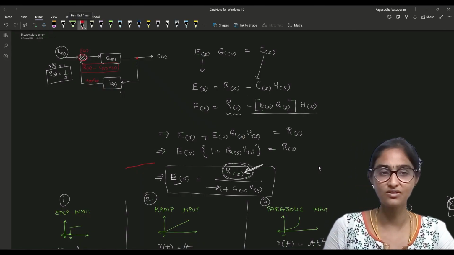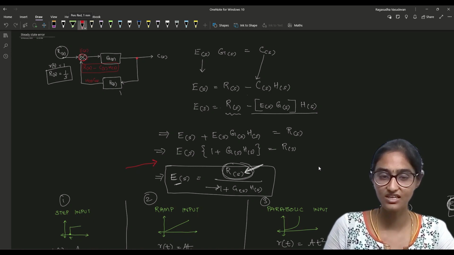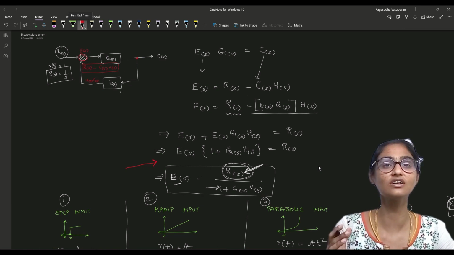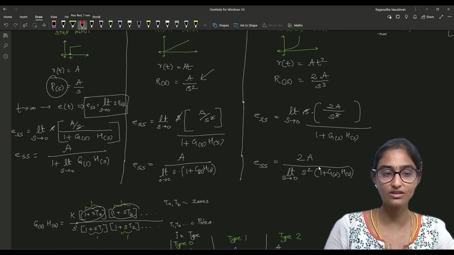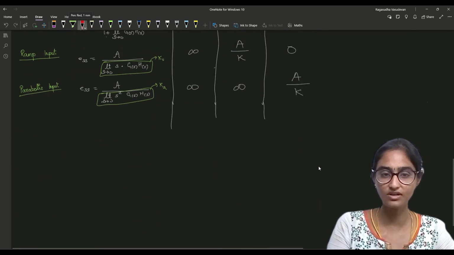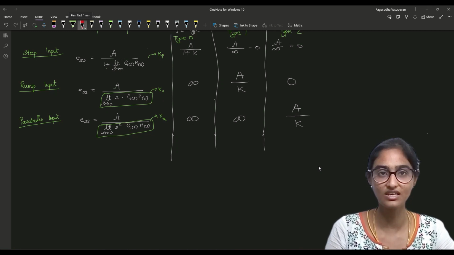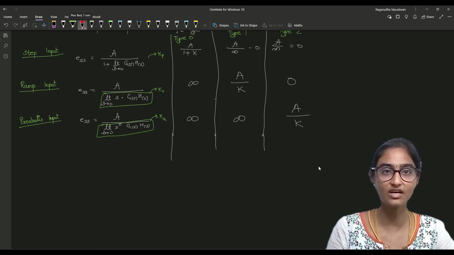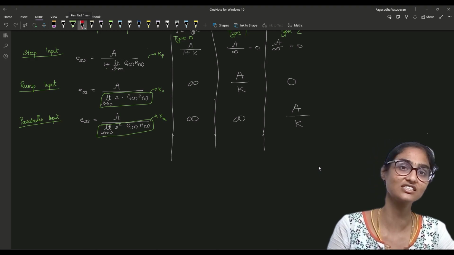In the previous video, we found out the steady state error considering that H of s is 1, or this is a unity feedback system. So considering that, we derived the values of the steady state error for step, for ramp and for parabolic input. Then we formulated a table like this. This table can be applied only in the case of unity feedback systems. In case of non-unity feedback, you need to calculate the error and then find out the error at steady state.